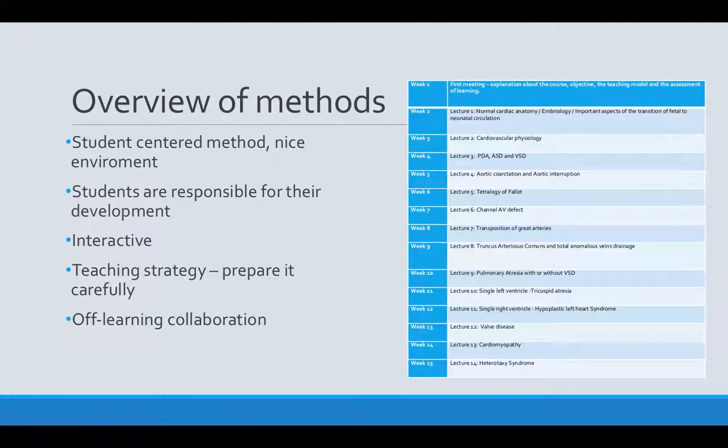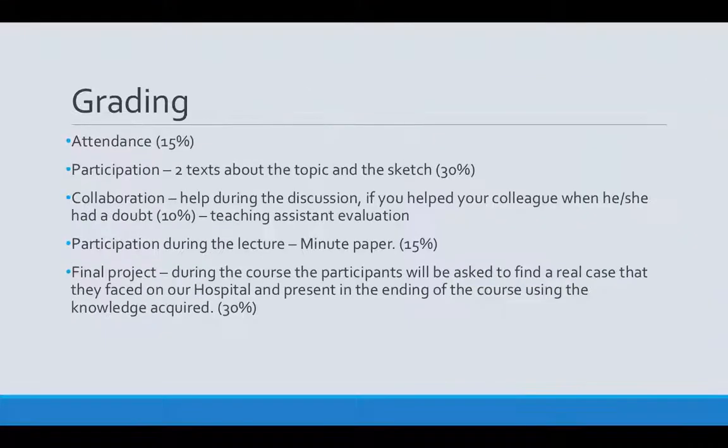So it will be a student-centered method in a nice environment. Students are responsible for their development, and it should be an interactive learning process and learning collaboration. The teaching strategy will be carefully prepared, and students should interact outside of the classroom also.